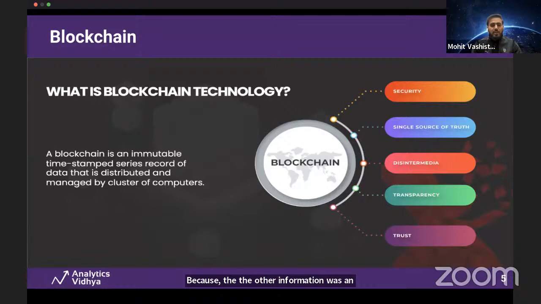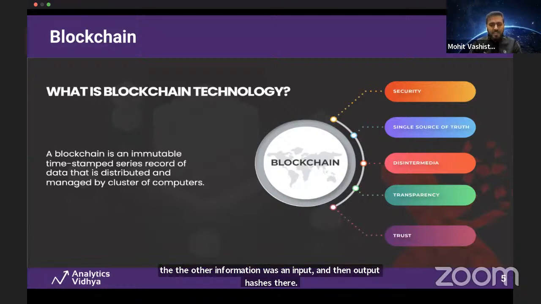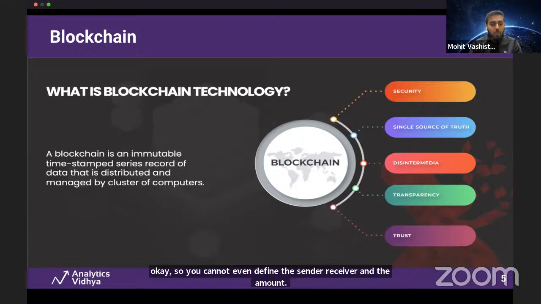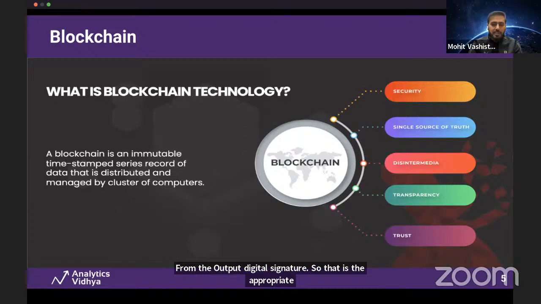So the whole data transfer is in terms of hash, and hash is actually a one-way function, so you cannot go back from output to input. Okay, so you cannot even define the sender, receiver, and the amount from the output digital signature. So that is the property of the hash actually. I will explain cryptographic hash function in my slides later.